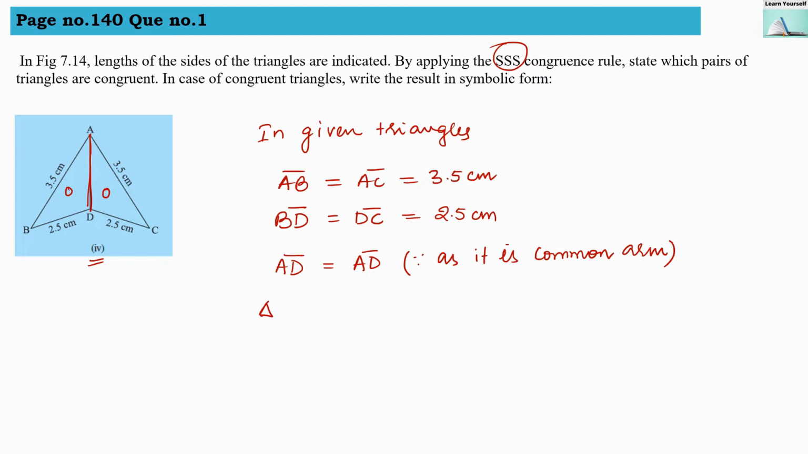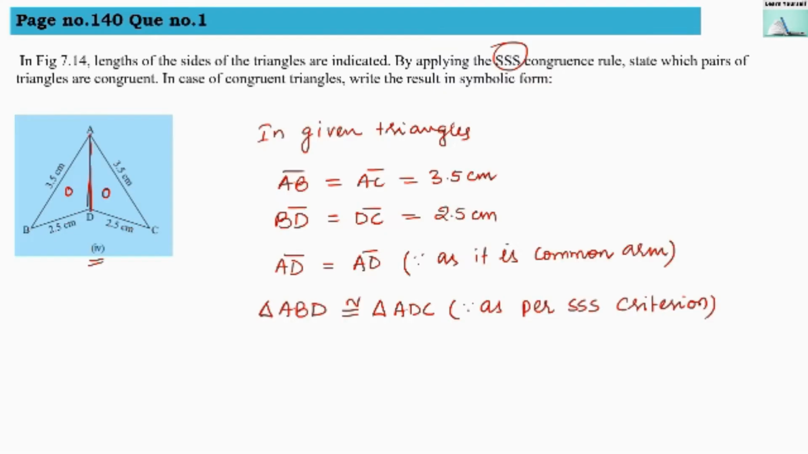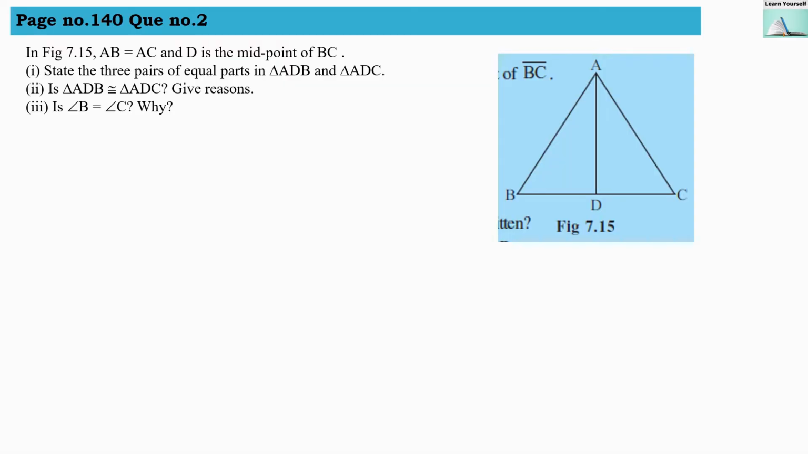So triangle ABD is in congruence with triangle ADC as per SSS criteria. In figure 7.15, AB equals AC and D is the midpoint of BC. Now they have said that AB is equal to AC and D is the midpoint of BC. So we have to answer three questions.